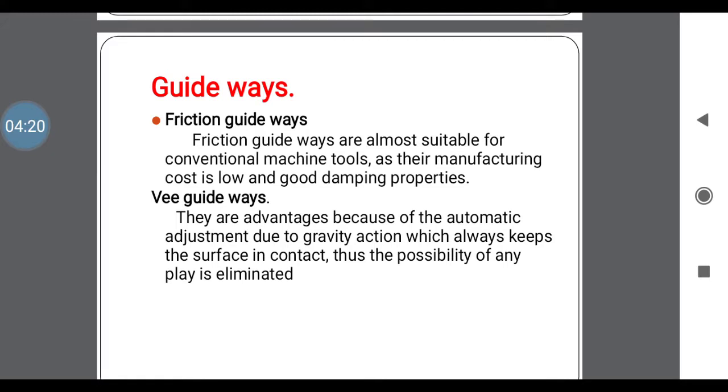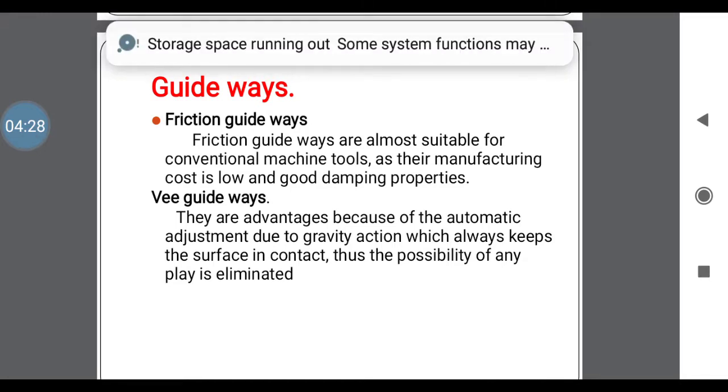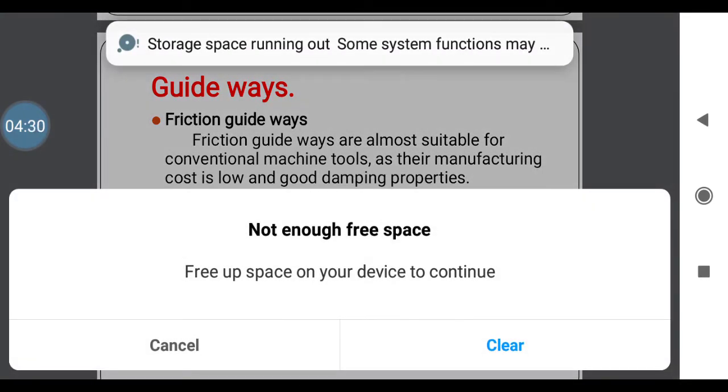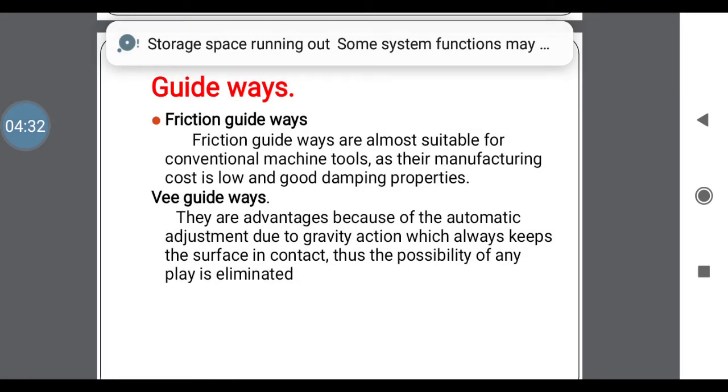Next element is the guideways. Here you will learn the different types of guideways. First, what are guideways? Guideways are the devices which are used to hold the machine tools in manufacturing applications, that is, the working parts.